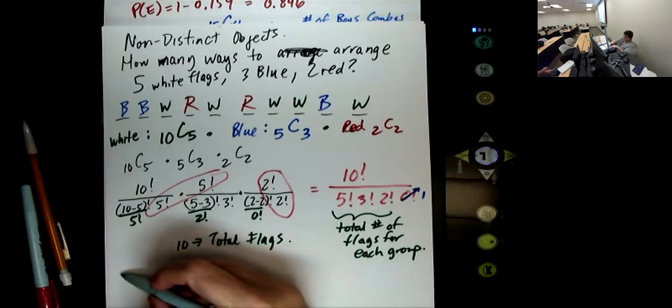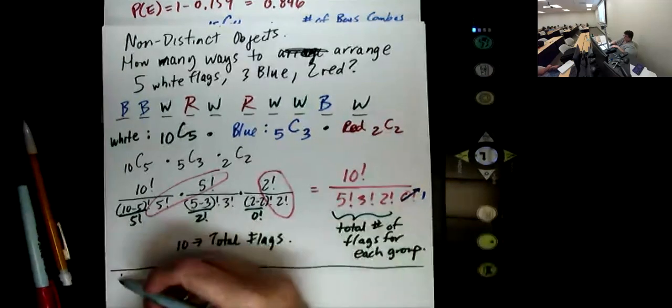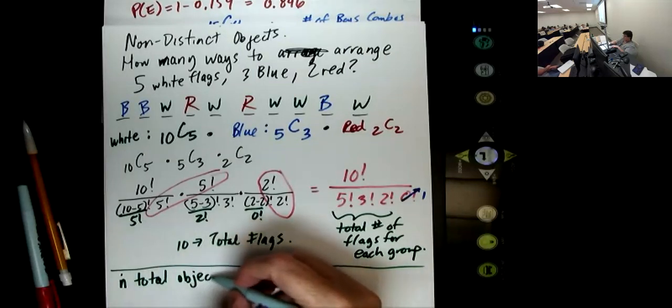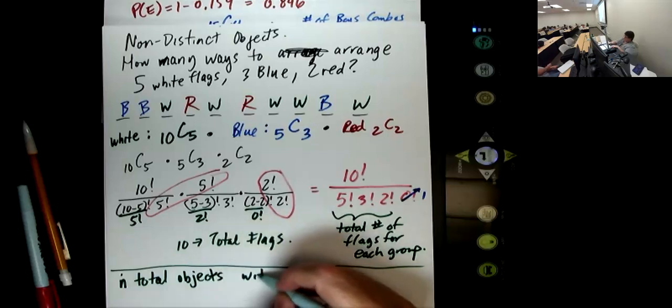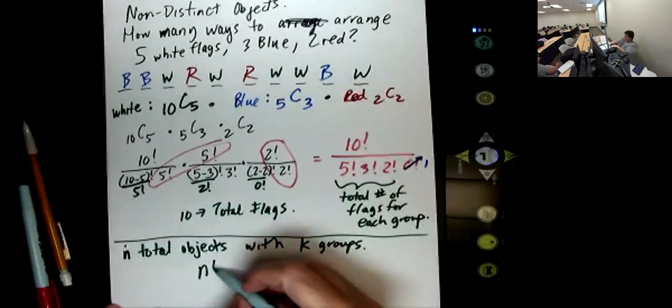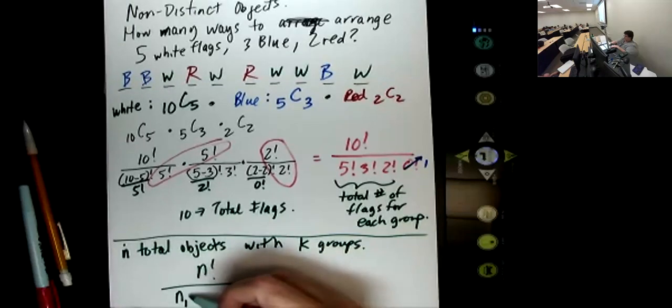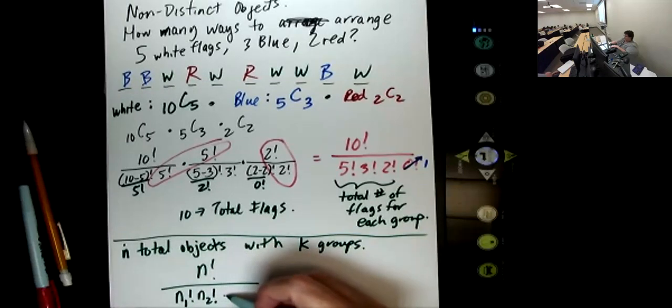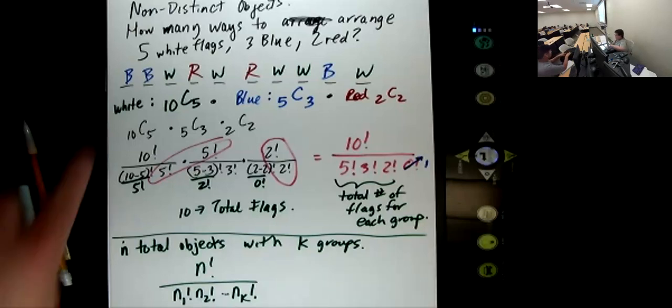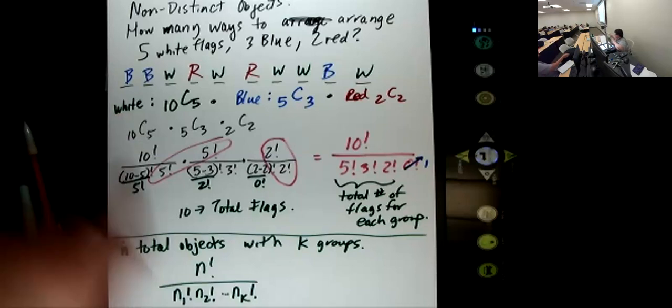And 5, 3, and 2 are the number of flags for each group. So if you have 10 total objects, or n total objects, with k groups, they write this as n factorial over n1 factorial, n2 factorial, up to nk factorial, where each of the bottom ones is the factorial of the number in each individual group. Or you could do what I did up here and just slowly calculate it out. That covers chapter 5.